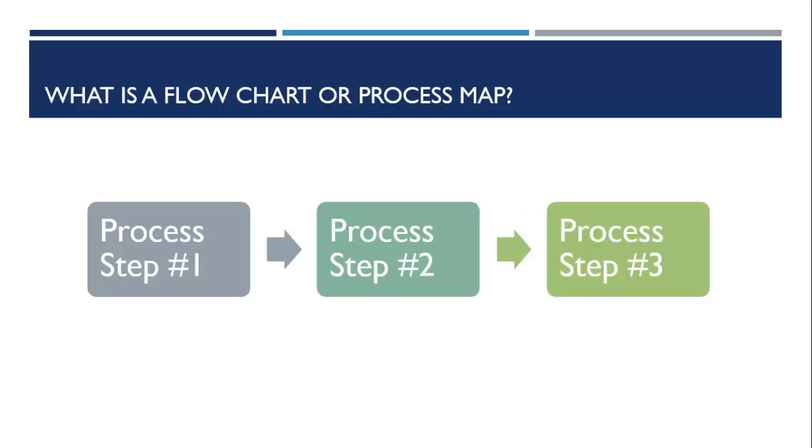A flowchart or process map is a diagram that represents a process with the steps as boxes of various kinds, and their order is connected with arrows and visually describes the flow of activities of the process.